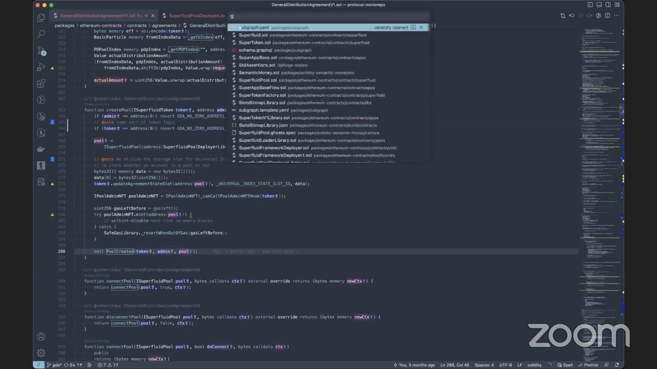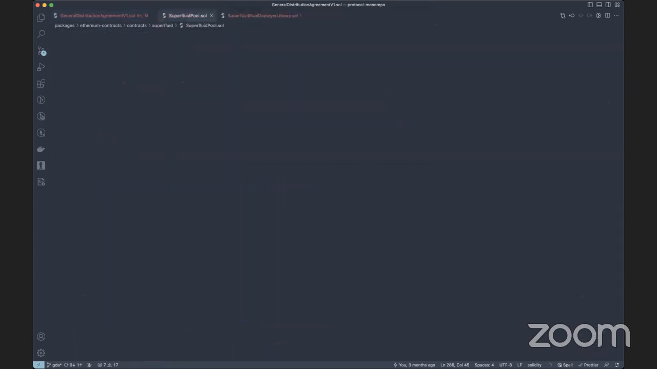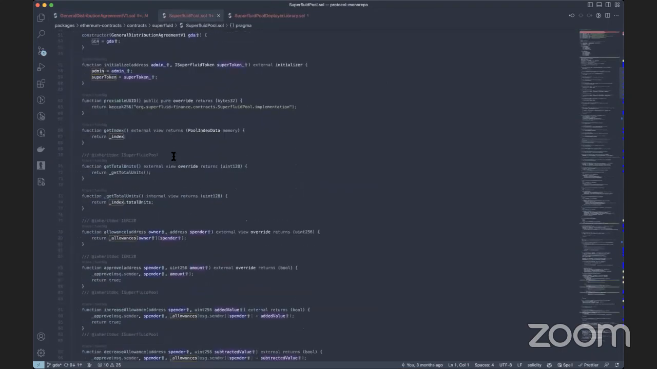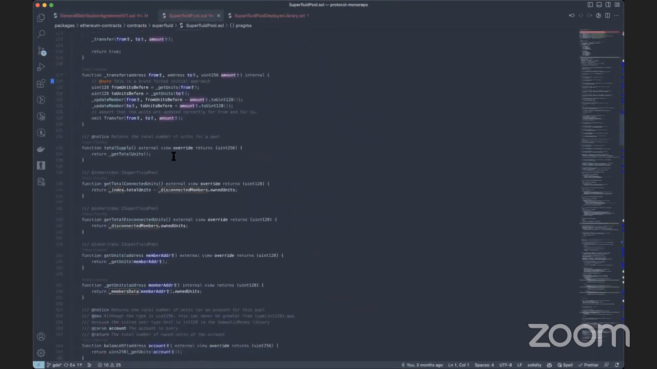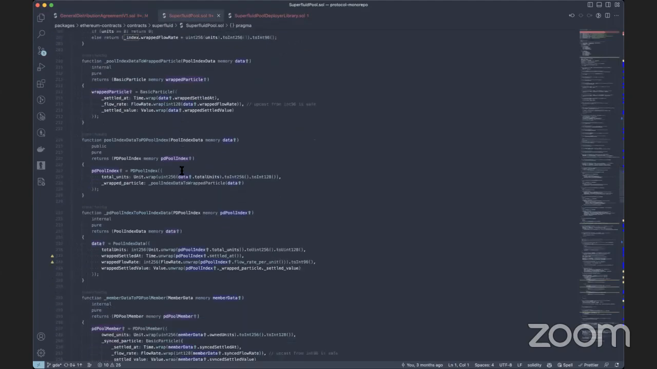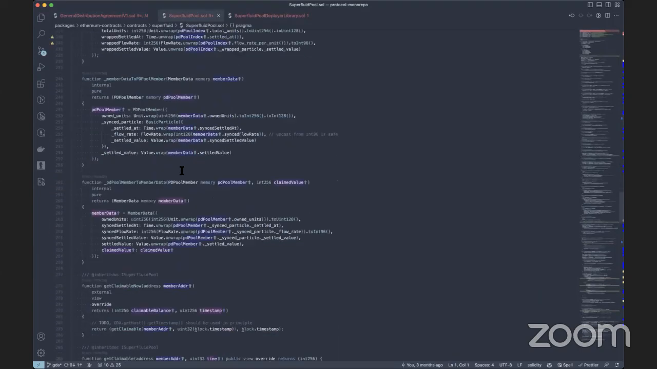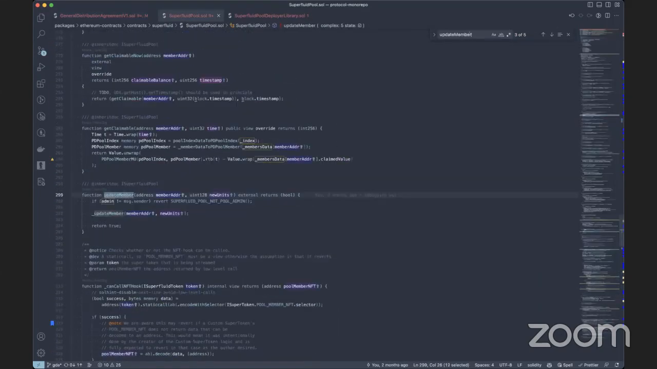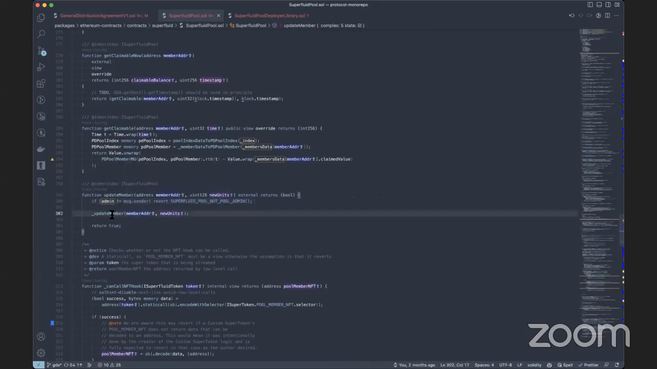Okay, I'm going to continue. Once Alice has created that pool, she basically wants to give some units to Bob and Carol. She comes over here and calls update member. We immediately check if the caller of this function is the admin, and if not, we just revert.